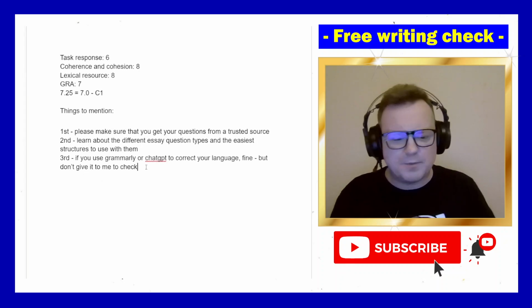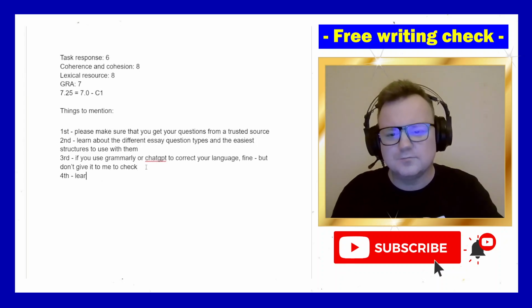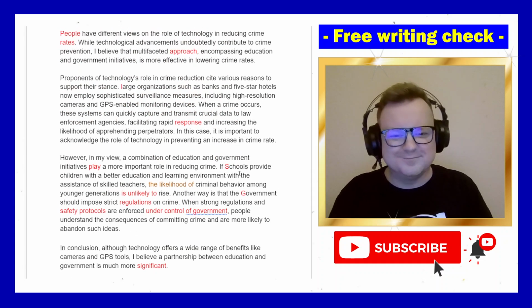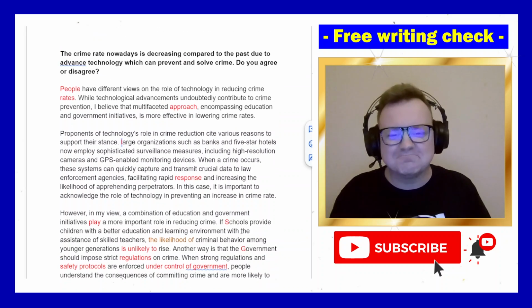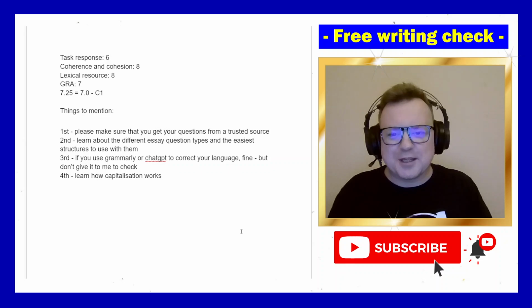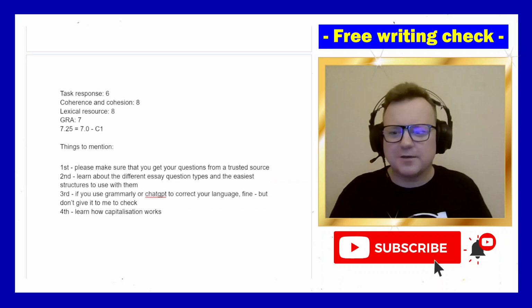Fourth point, I guess I'll mention. Learn how capitalization works. We don't need capital S for schools, and when you start a sentence, we always need a capital letter. Cool. Okay, I think I'll leave it there.